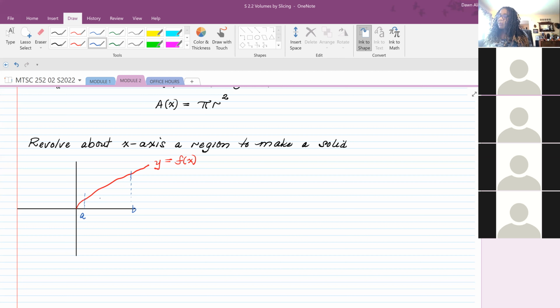So let's do it. All right, so here is my region. I'm going to choose an x between a and b, and I'm going to revolve the region.